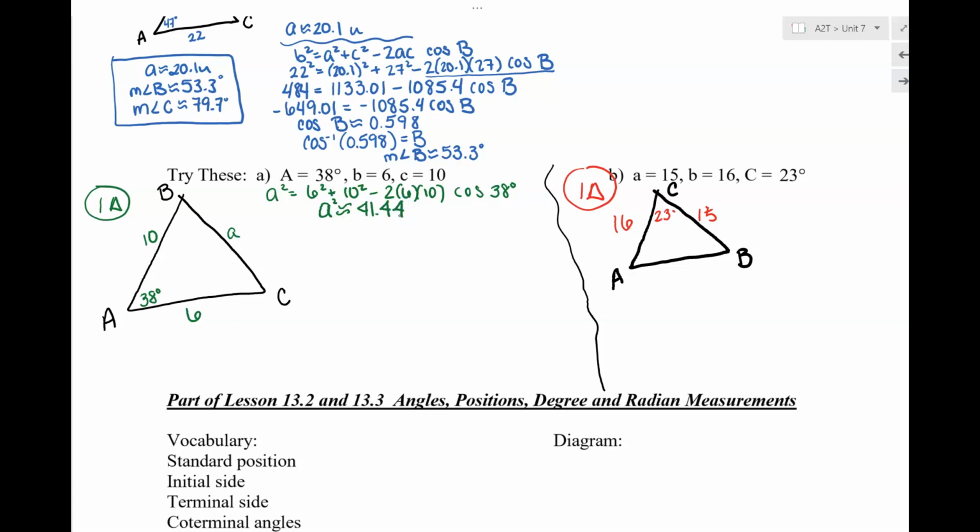But again, I'm going to keep that full value in my calculator so I can take the square root of the full answer. I'm only going to round at the end, so it's 6.4 units. Nice. Okay, so we could use the law of sines at this point because we do have corresponding information, or we could again use the law of cosines. I am going to use the law of cosines, and I'm going to solve for big B.